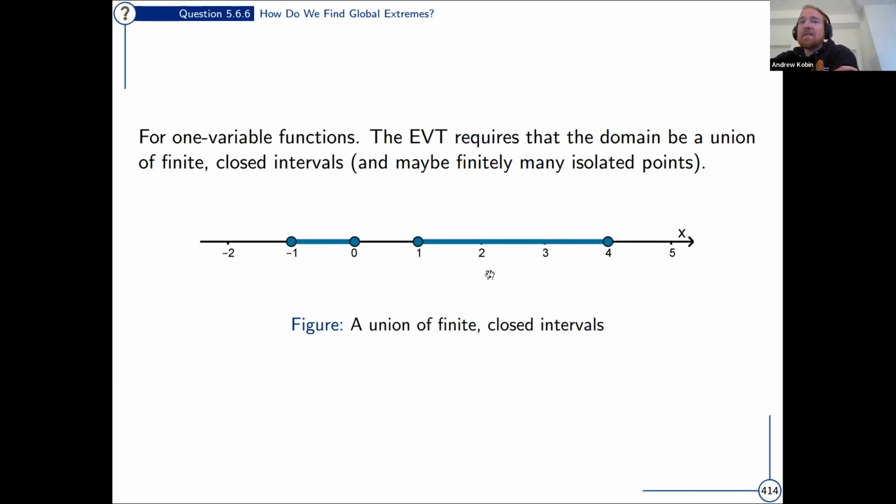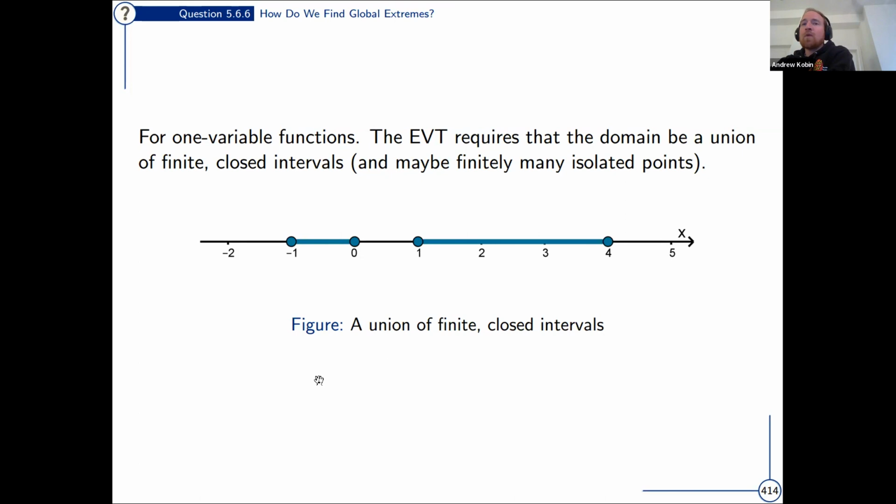So for one variable functions, the extreme value theorem just requires that the domain of the function just on the x-axis be some collection of finite closed intervals. And maybe we can even have points by themselves. I could have shaded in the point at 1/2. That's okay as well. Closed means that we include all endpoints of intervals in single variable land, and bounded means that I can draw some interval around all of the points, and that interval has finite length.